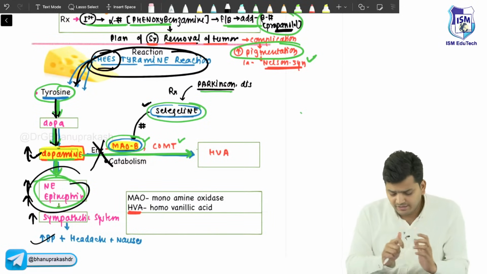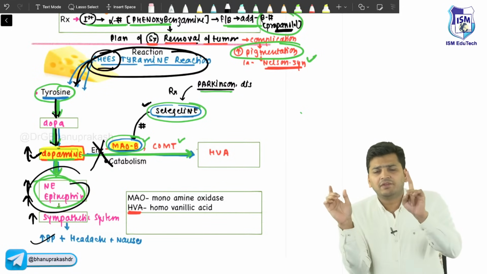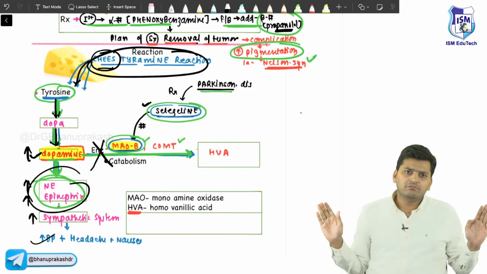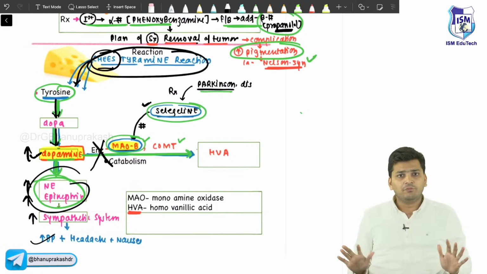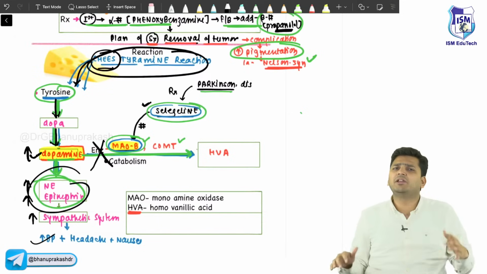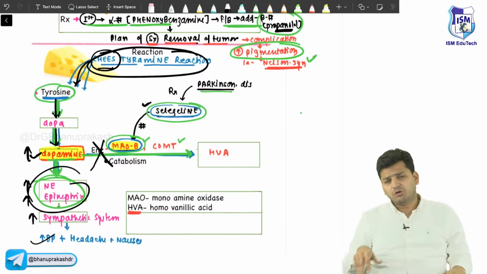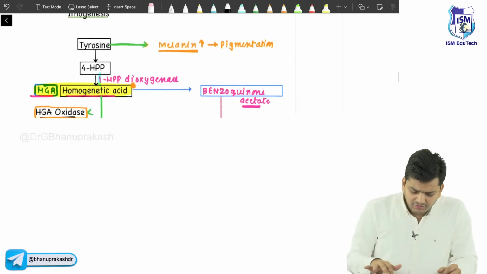Cheese-tyramine reaction, right? So, how will the question come? If they say that the patient is taking a drug, and if they gave the name, very good, it is a MAO inhibitor. On top of that, he had some cheese or maybe red wine. After that, he is having nausea, vomiting, hypertension. What is the meaning of that? Cheese-tyramine reaction. Because there is more sympathetic activity happening. Done. Let's see the next.